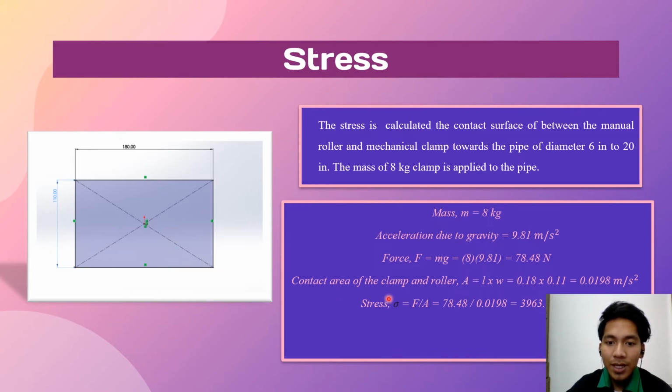The contact area of the clamp and the roller is equal to length times width, which have been given in this diagram. The length is 0.18 and the width is 0.11, and we get 0.0198 square meters. And the next one is stress. Stress, by using the formula F over A, we get 78.48 over 0.0198, which is equal to 3963.64 Pascal.